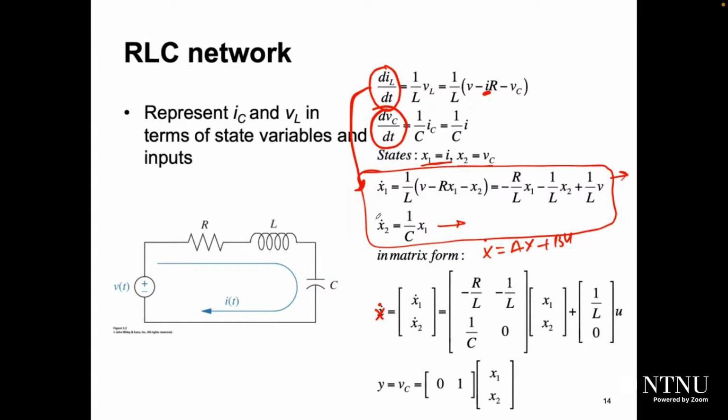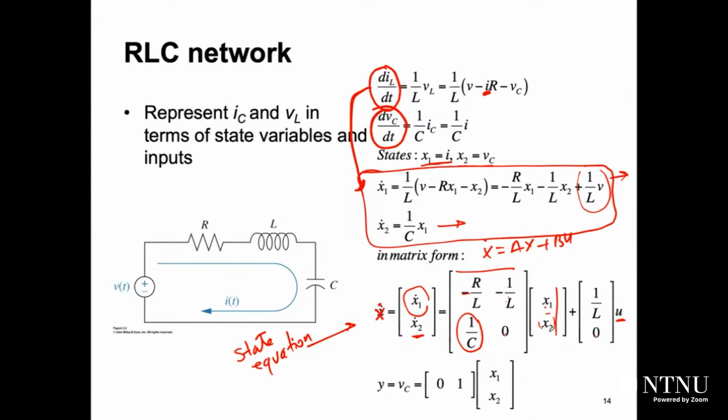In the first row, we will write the first equation. So x1 dot equals minus R divided by L multiplied by x1 minus 1 divided by L multiplied by x2, because it's row multiplied by column, plus 1 divided by L multiplied by V, which is the U, right, the input. And for the second state equation, it will be x2 dot equals 1 divided by C multiplied by x1, and we will add here 0 and 0 because we don't have any other terms. So this one, we call it the state equation. And when you look into this state equation, you can see that we have two states, x1 and x2.